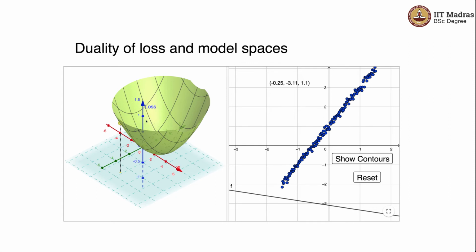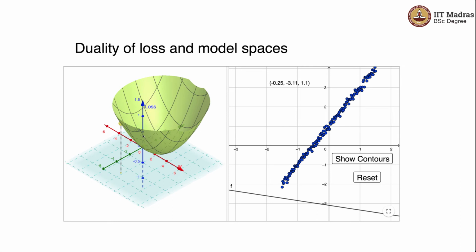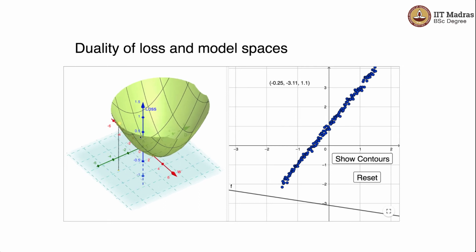to loss. As we discussed in the previous slide, we got this particular loss surface by sampling many pairs of W0 and W1 and computing losses for them, and then we plotted that loss for the pair of W0 and W1. Now, the point that I want to demonstrate on this slide is the duality of the loss and model spaces.